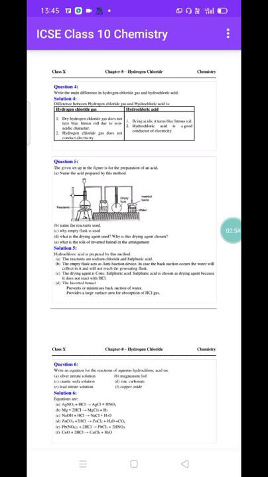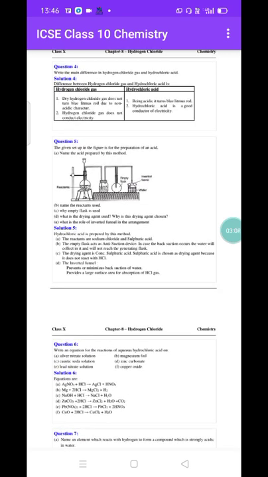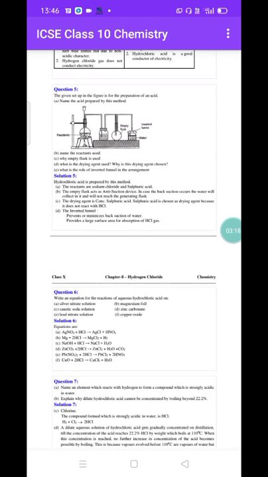Why is the empty flask used? This empty flask acts as an anti-suction device. As there will be back suction of water, this flask ensures the water will not be collected and will not reach the generating flask. So that empty flask has been kept.